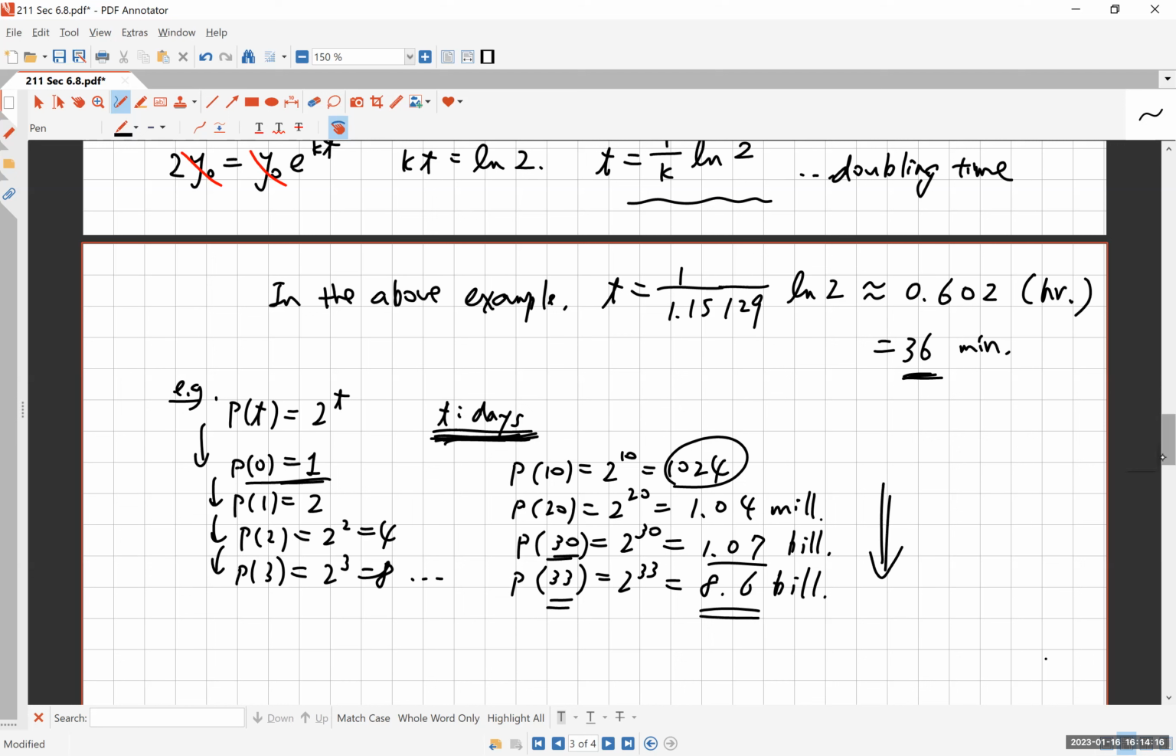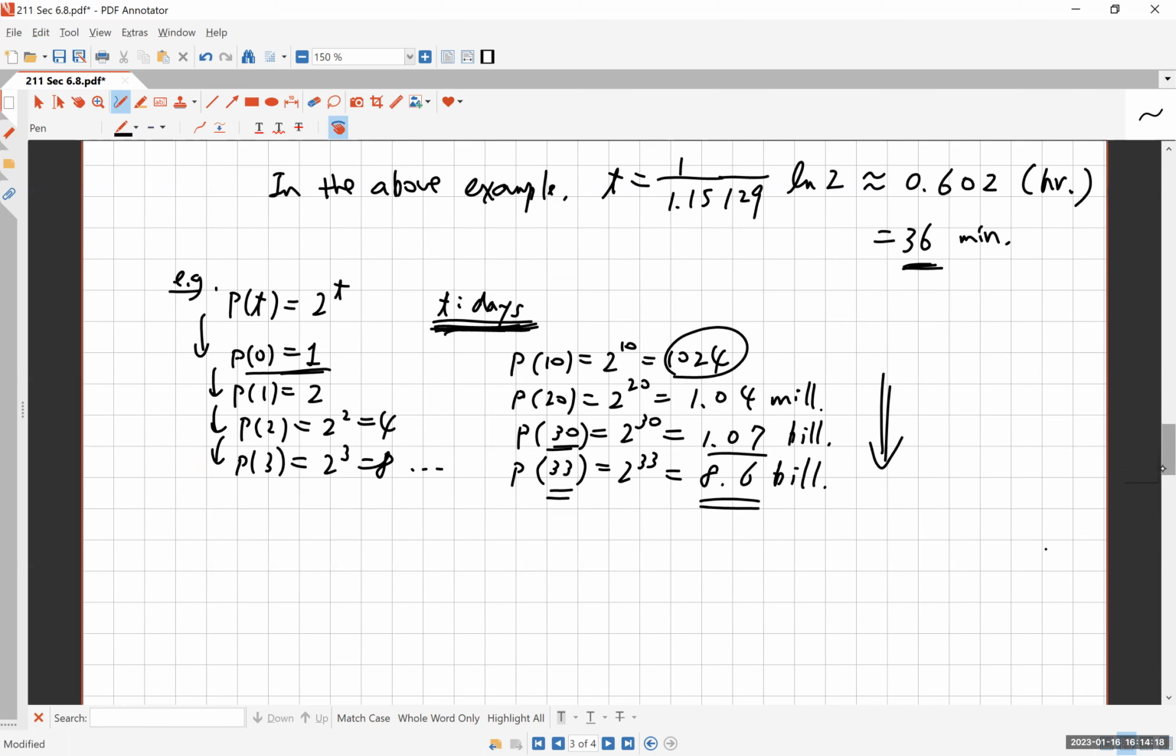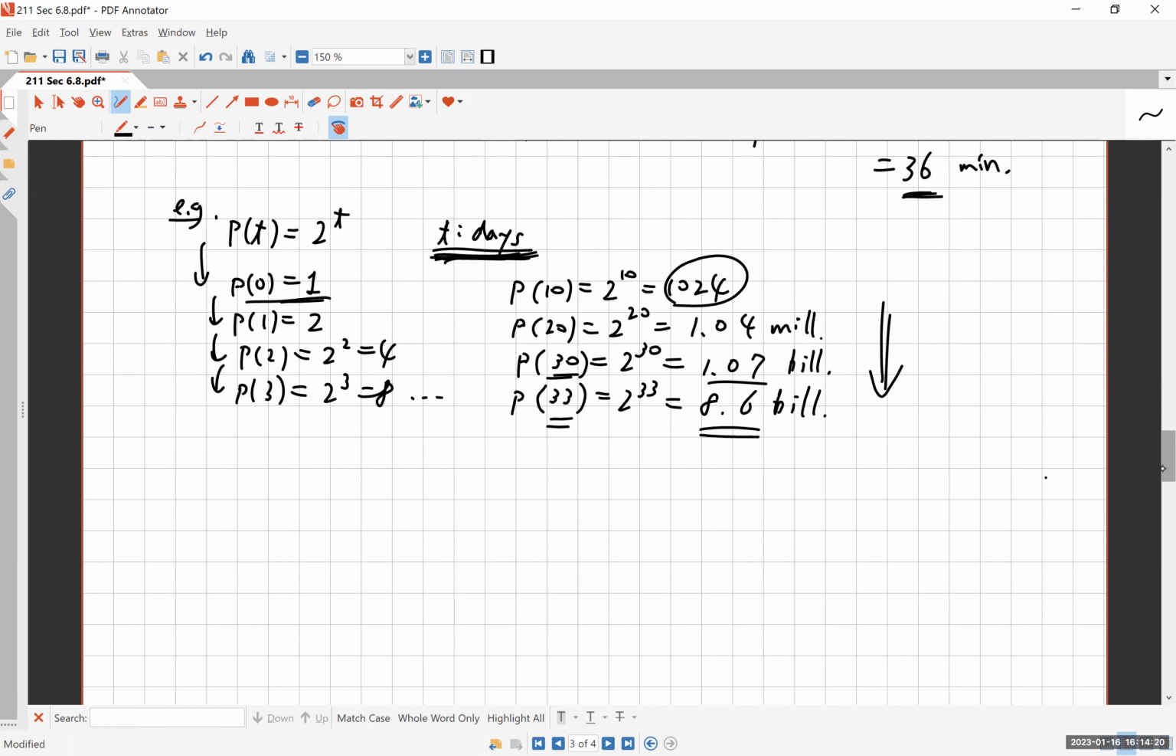But that's the power of compounding. That's the power of exponential growth. And do not underestimate the power of compounding growth or the power of exponential growth. All right, I'm going to do one more example in the second segment of my video lesson for section 6.8, where we will talk about actual numbers of COVID-19 cases in 2020.